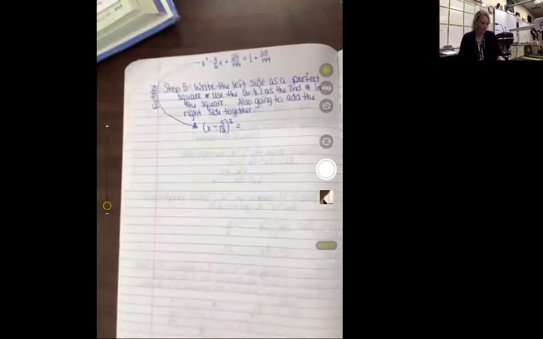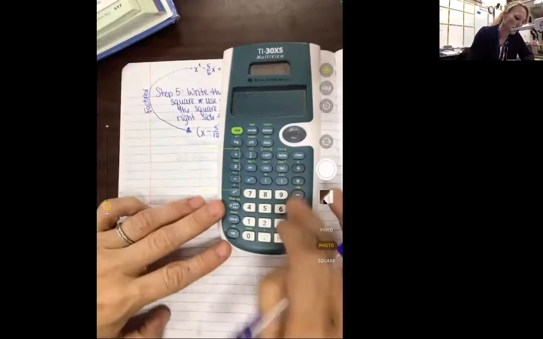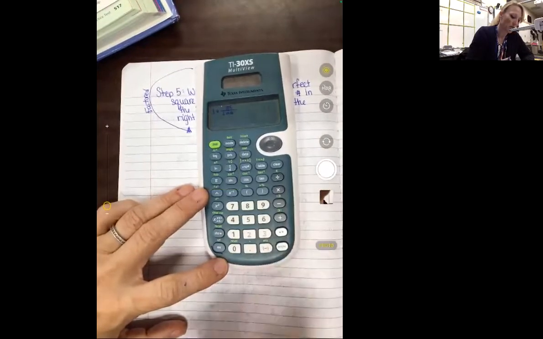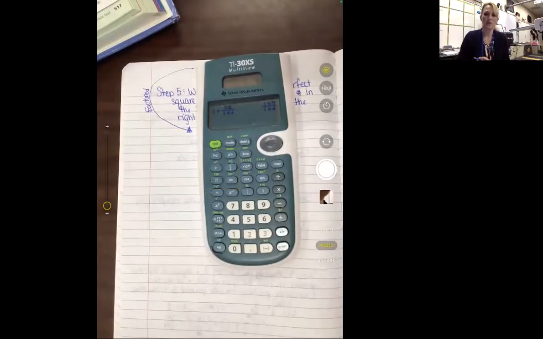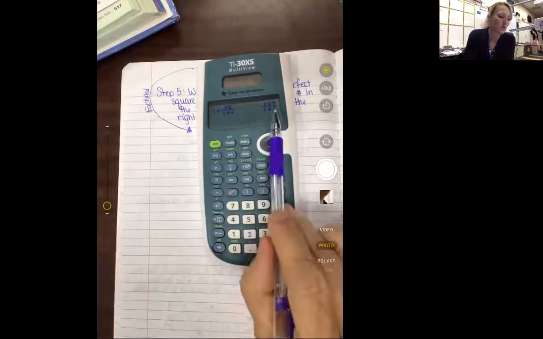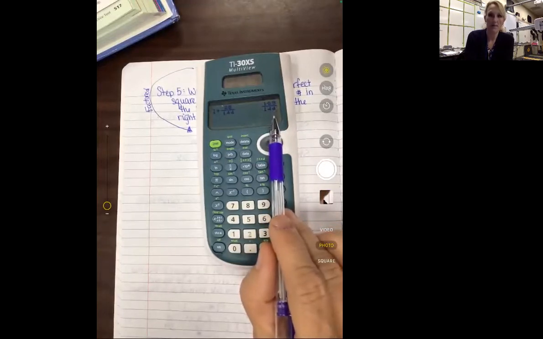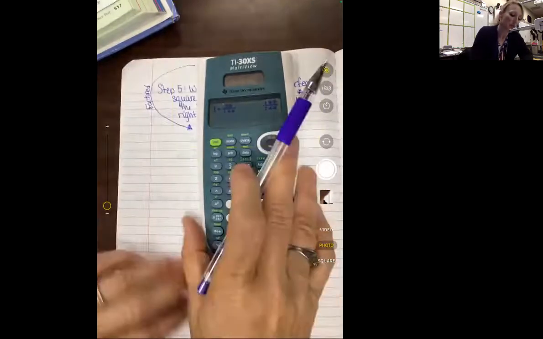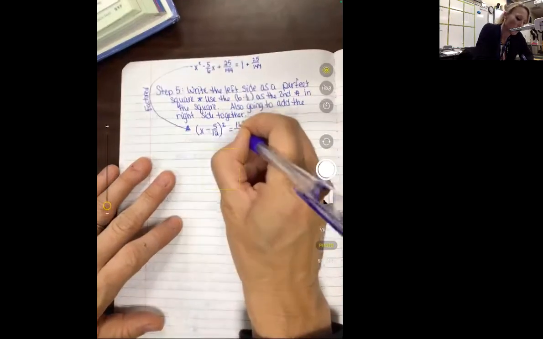Now, this is where you're more than welcome to use your calculator. I use my calculator because that's a big calculation anyway. So this is just 1 plus 25 over 144, and we get 169 over 144. I will tell you right now, I am not planning on giving you any that do not come out to perfect squares. So if your top and bottom is not a perfect square in this step, there is something wrong. Something has happened in your problem that is an issue. So this equals 169 over 144.